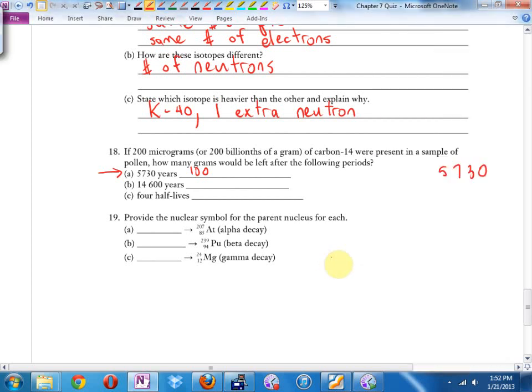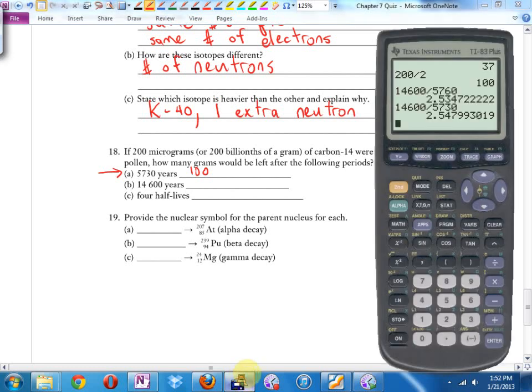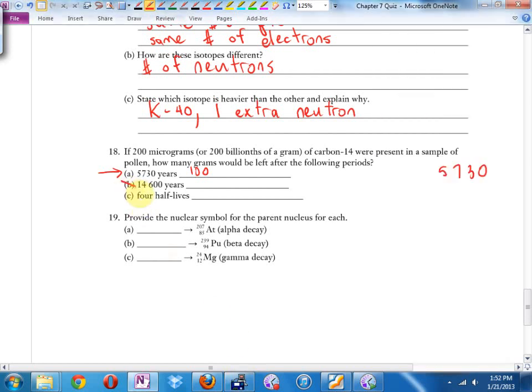Why are they going 14,600? They should be going nice even numbers. I'm going to say B doesn't work out evenly, and I'm only going to ask you to do ones that work out evenly. C works out evenly, though.